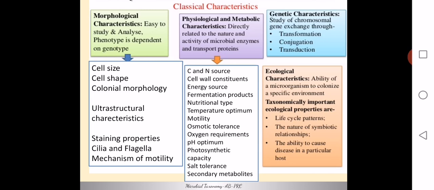The different characters under study are cell size, shape, morphology, the ultrastructural details of bacteria, then the staining properties, the presence of flagella and motility. All those are the different morphological features.